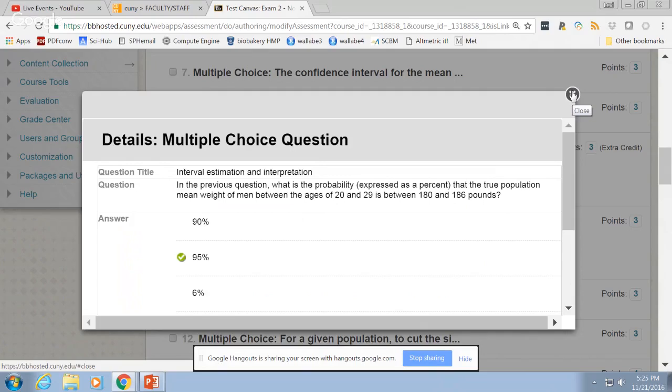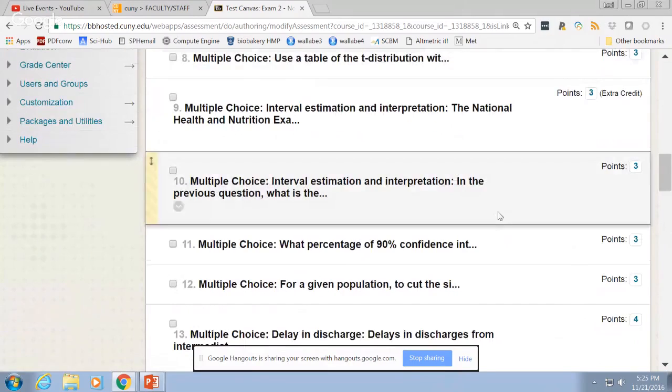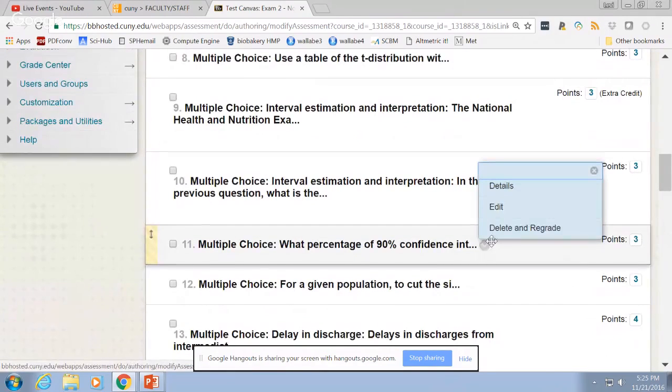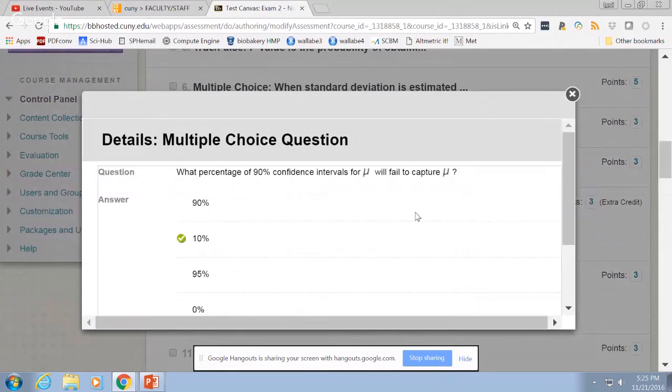Yes? I have a quick question. On a different question that's on the same area. I think it's question maybe 11. Yeah, let's see. Right there. To me, I think the wording is a little bit strange because it's implying the percentage within the 90% confidence interval. Is that the wrong way to look at it?